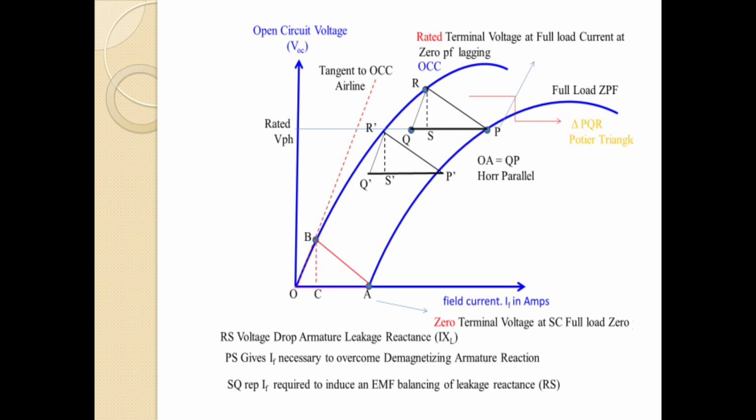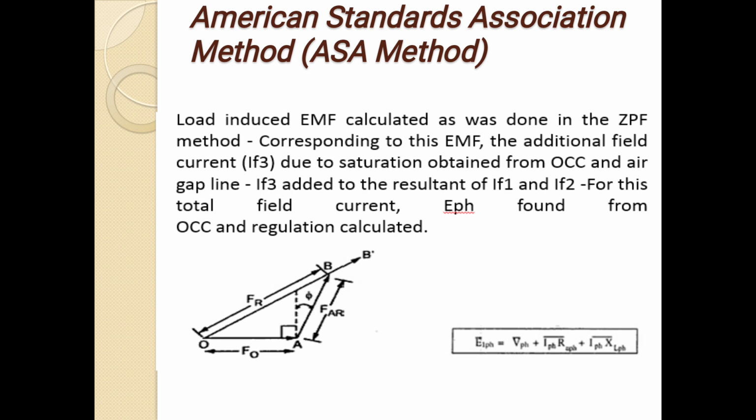This is the curve of the Potier method. The same OCC and ZPF curves are drawn. After that, the Potier voltage and armature leakage reactance drop IXL are found. IF is necessary to overcome the demagnetizing armature reaction, and the other is the IF required to induce the EMF balancing the leakage reactance, found from the open and short circuit values. American Standard Association method.